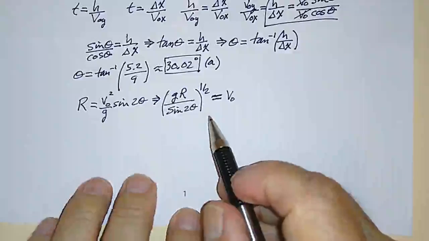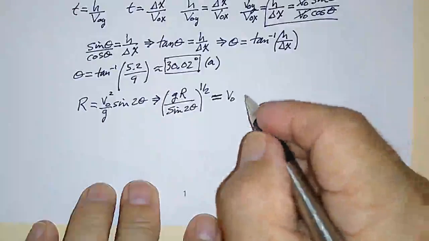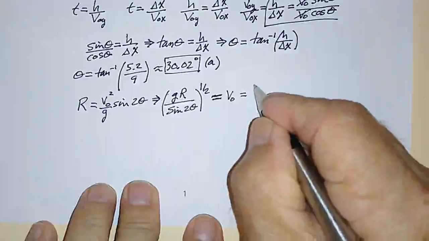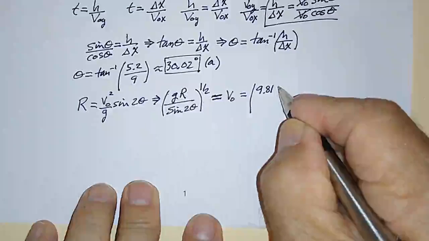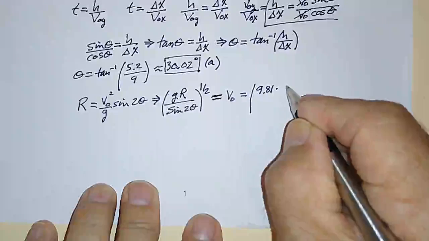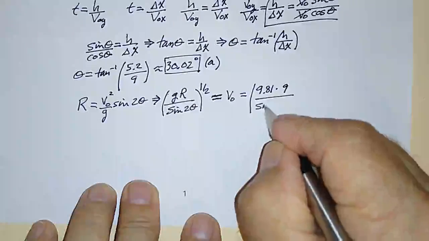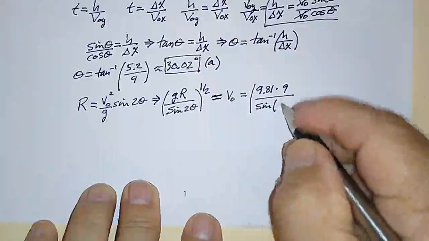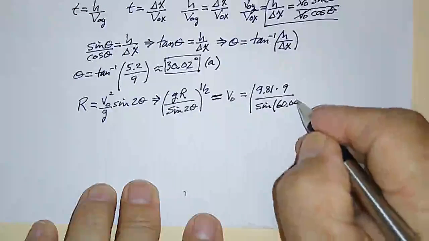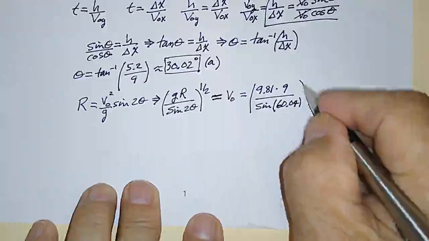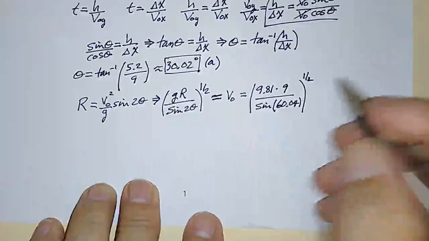And this is the minimum velocity that we need to give it in order to make it over to the monkey. And that's equal to, putting the numbers in here, 9.81 times the range, which is 9, divided by the sine of 2 theta, which is 60.04 degrees. And then take the square root of that.